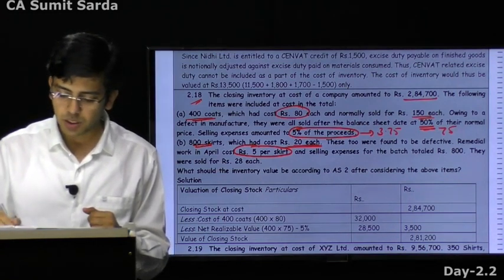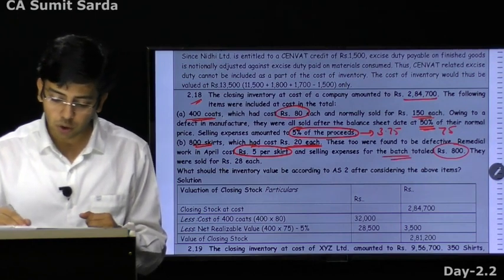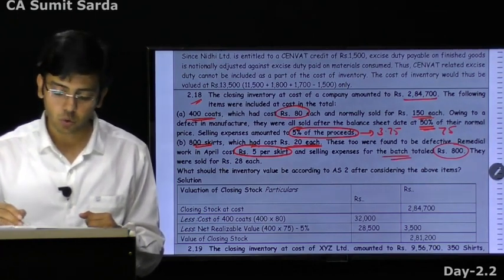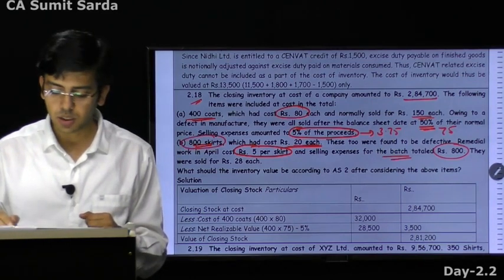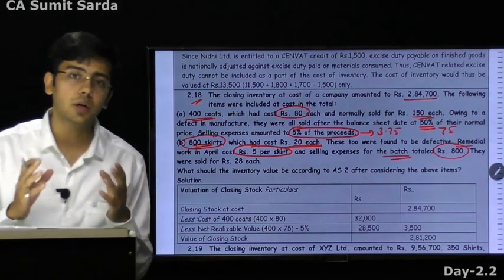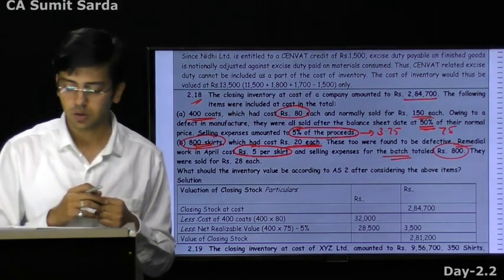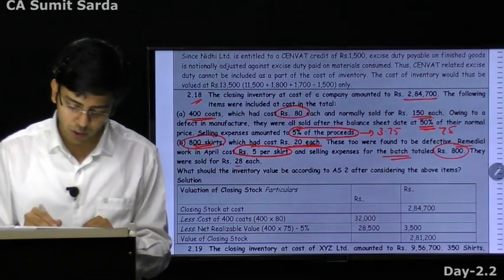Selling expense of the batch is 800. So these are cost of sales. But this is for the total batch. This is not per skirt. The batch is of 800 skirts, 800 rupees selling expense. So cost of sale per skirt will be 1 rupee. Okay. So they were sold at 28 each.